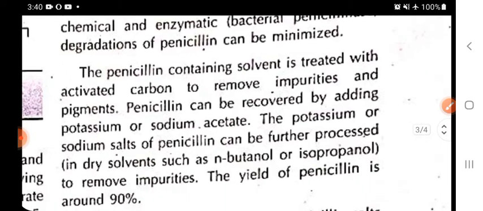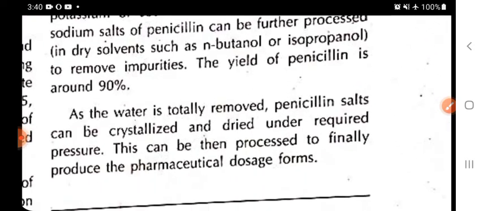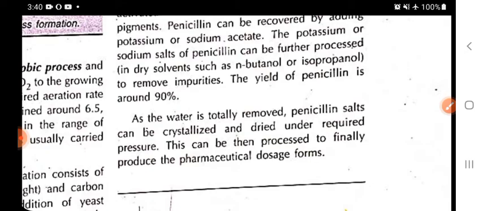Further, the penicillin is treated with activated carbon to remove the impurities and the pigments. The potassium or sodium salts of the penicillin are further processed in dry solvent using butanol or isopropanol. Why? To remove the impurities mainly. So in this way, we prepare the penicillin in a suitable concentration.